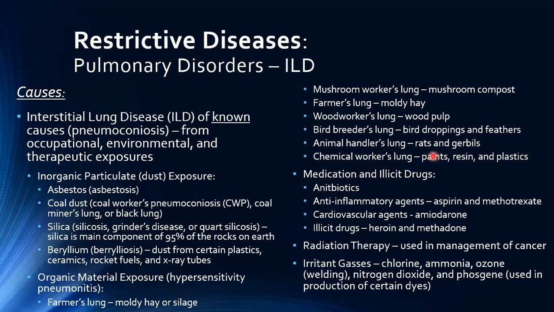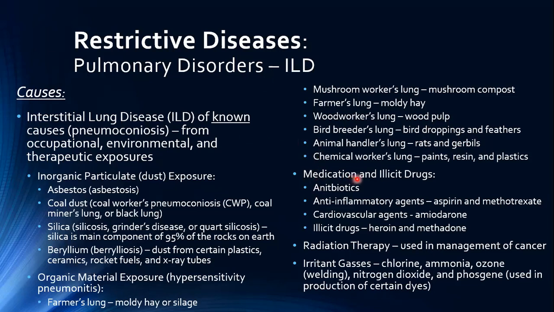Animal handler's lung, people who work with rats and gerbils. Chemical worker's lungs, paints, resin, and plastics. Somebody's a painter working with a lot of resin, right? All right, those are the organic material exposures, right? That's a lot of different lung diseases. Like I said, you don't have to memorize all of these lung diseases. Just know that if I say which type of restrictive disease would a person who works around bird droppings get, you don't need to know the specific name. That's ILD, right? Or a pulmonary restrictive disease, right? That's what's going to come from that.